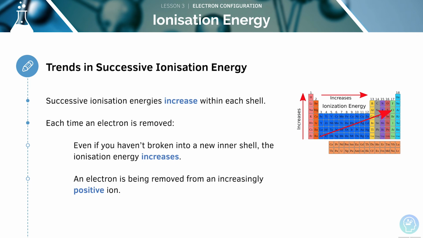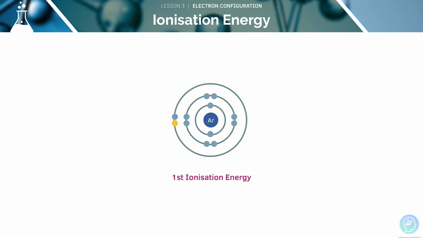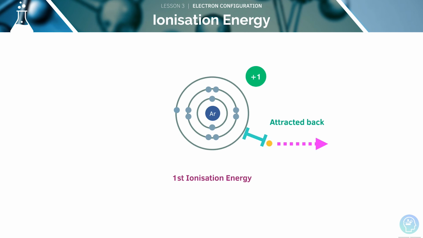Each time an electron is removed, the ionization energy will keep increasing. This is because, as we've just seen, the electron is being removed from an increasingly positive ion. To recap, first ionization energy is the energy needed to remove one electron from each atom of an element in 1 mole of gaseous atoms to form 1 mole of gaseous ions with a +1 charge.